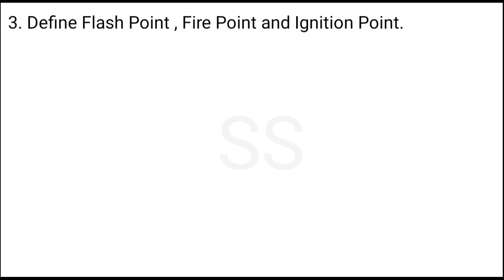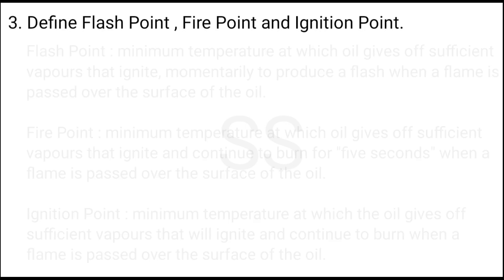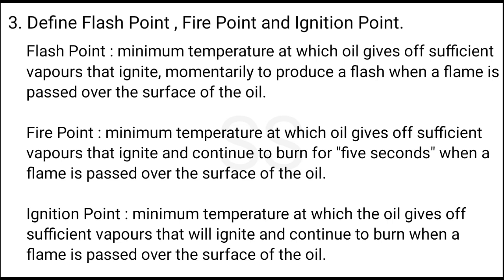Define flashpoint, fire point, and ignition point. The flashpoint of an oil is the minimum temperature at which the oil gives off sufficient vapors that will ignite momentarily to produce a flash when a flame of standard size is passed over the surface of the oil under standard conditions. The fire point of an oil is the minimum temperature at which the oil gives off sufficient vapors that will ignite and continue to burn for at least 5 seconds when a flame of standard size is passed over the surface of the oil under standard conditions.